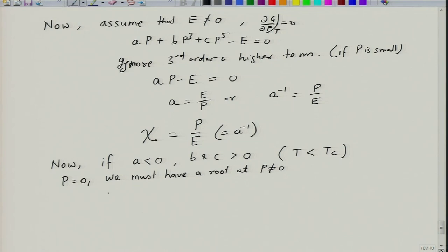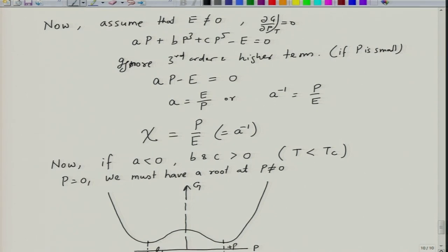So this is expressed in this form schematically. We will do a detailed analysis in a little while. So this is G and this is P. So we have a root here that is minus P, this is a plus, just write minus P and plus P, and this is a maxima that we get at.